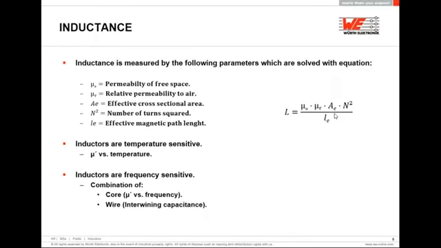As I mentioned before, the inductance is measured in henries, and it can be calculated with the following formula. Once we have parameters such as the permeability of free space, mu sub 0, the relative permeability to air, mu sub r, the effective cross-sectional area, A sub e, the number of turns squared, and the effective magnetic path length, L sub e.